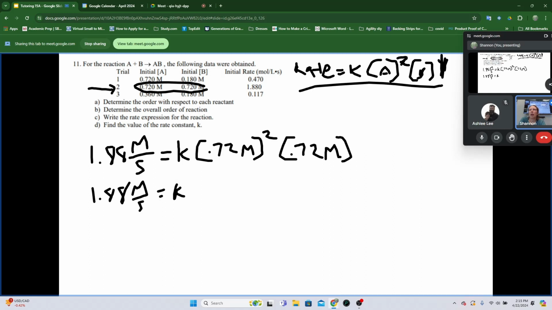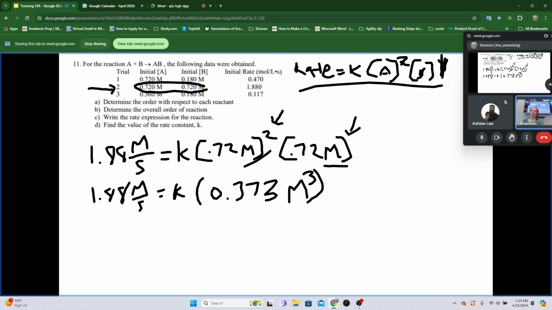Okay, so once I've done that, I have 1.88 molarity per second equals k, and this one's a nice one. It's not like nice numbers, but it's an easy one to plug into your calculator because it's 0.72 to the third power. So it's 0.72 times 0.72 times 0.72. Or you can put 0.72 to the third power if you know how to use your calculator. Okay, so 0.72, x to the y, 3, and you get 0.373. And my units there are molarity cubed because I had 2 here and 1 here.